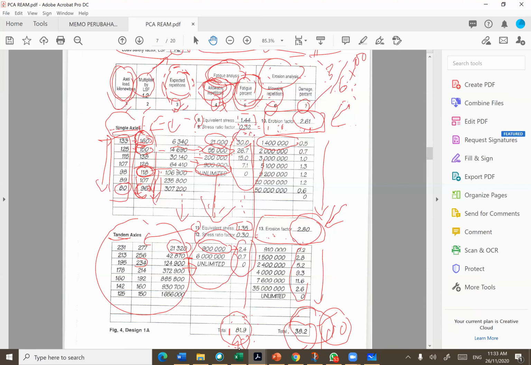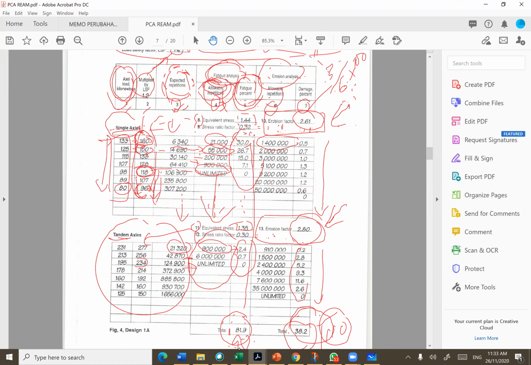So if one of the values does not meet the requirement of less than 100%, the pavement thickness is not enough. You need to increase the thickness and recalculate the analysis.